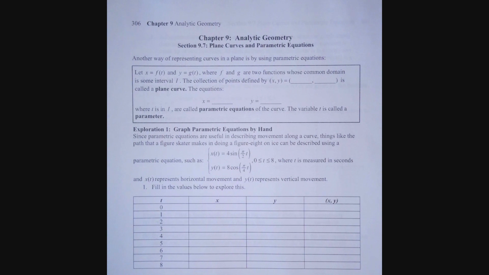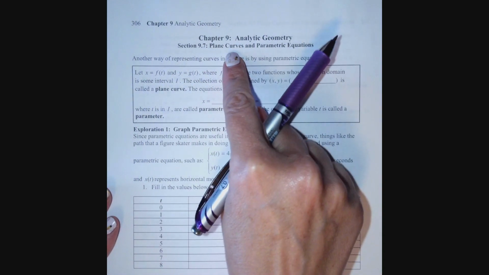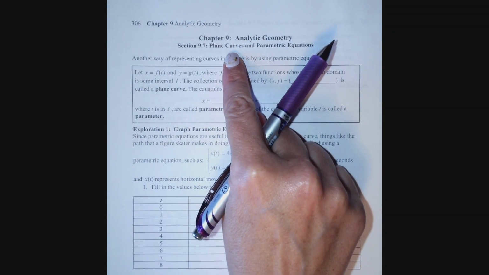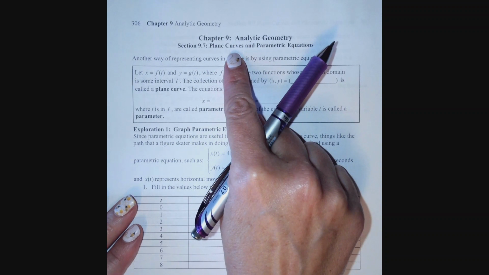So the last section we looked at was 9.5. Skipping section 9.6, we've moved on to our parametric equations and plane curves. Now, a plane curve is a little misleading. A curve can be a straight line of motion as well as a curved motion.